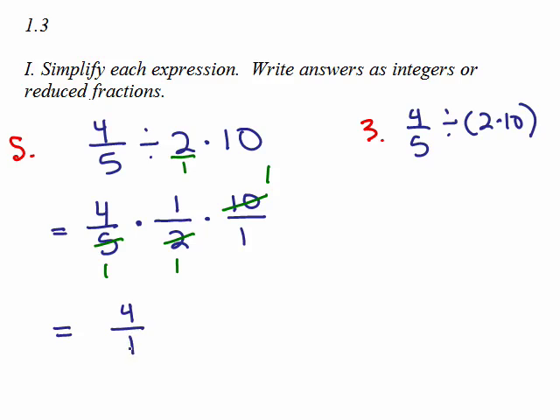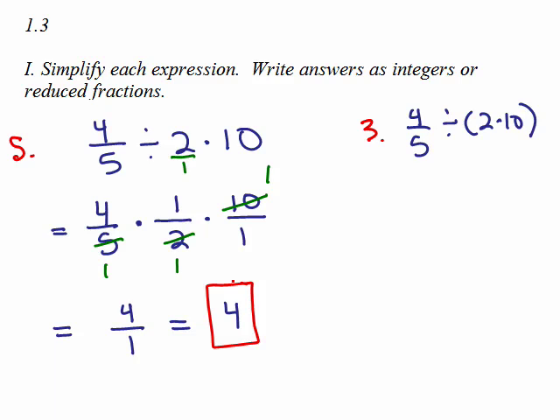Now is that a reduced fraction? No. 4 over 1 means 4 divided by 1. You have to remember to finish. This actually is an integer for the answer. It's 4.